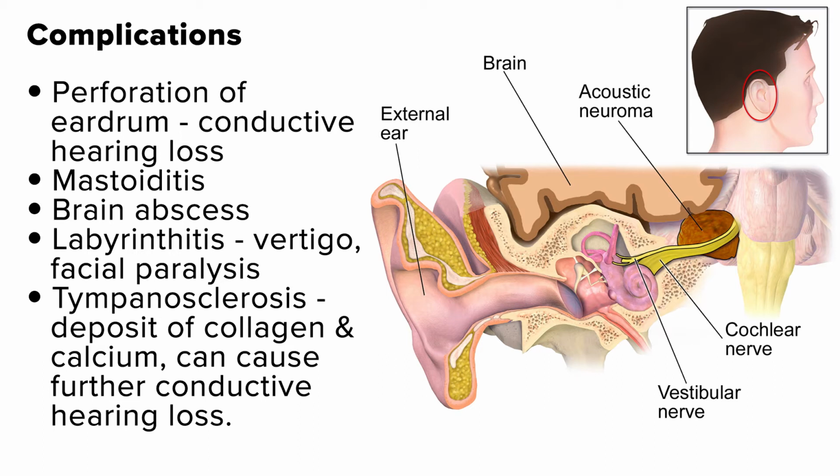Severe headache, confusion, or neurologic signs may occur with intracranial spread of infection. Infection can also spread to the labyrinth or the inner ear, causing vertigo or facial paralysis. Repeated infections can cause tympanosclerosis, a deposit of collagen and calcium in the middle ear. This deposit can harden around the ossicles and cause further conductive hearing loss.